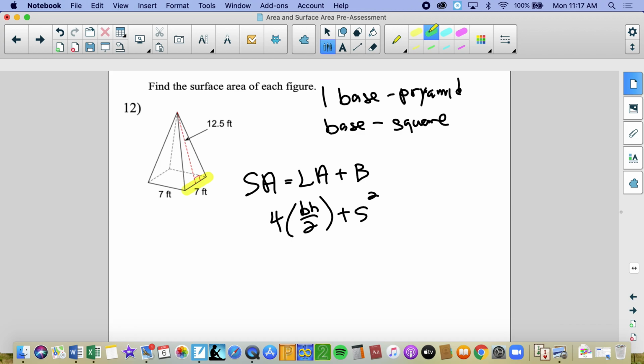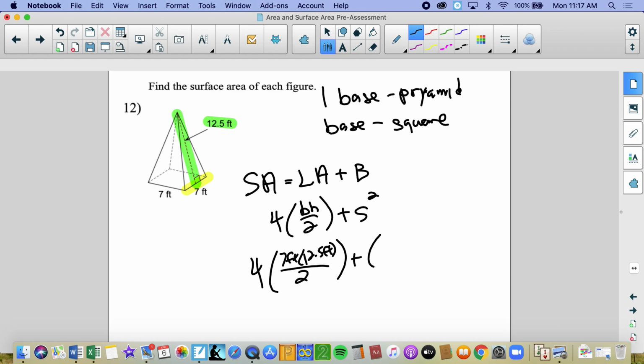And the height, what we also call slant height. The slant height is on the outer face. So my base of that lateral area is going to be 7 feet. The height is going to be 12.5 feet. And then divide by 2 because that shape is a triangle. Plus, now we're talking about the base, and that base is a square. So the area for a square is s squared. One of the sides is 7 feet, quantity squared.